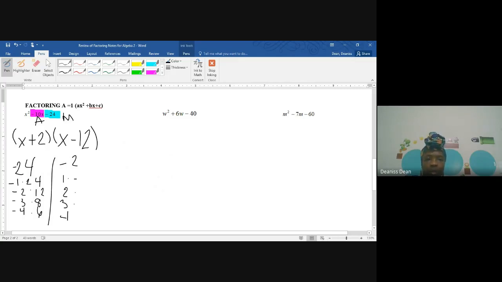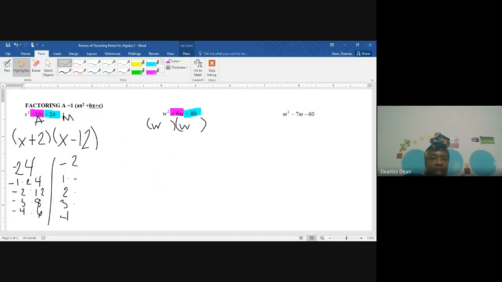So I'm going to go to this one, same principle, same idea. I don't have a GCF different from one, so I don't worry about it. So I'm going to write 2 sets of parentheses. Have a W in both of them because I have a W squared. So now I'm looking for numbers that when I multiply them together, I get negative 40, and when I add those numbers together, I get positive 6. I don't worry about the W on the 6 right now.